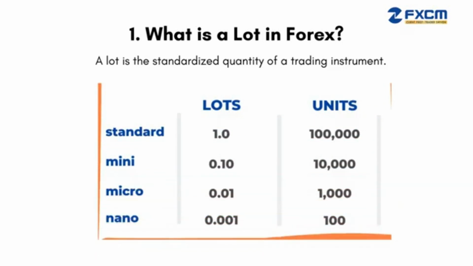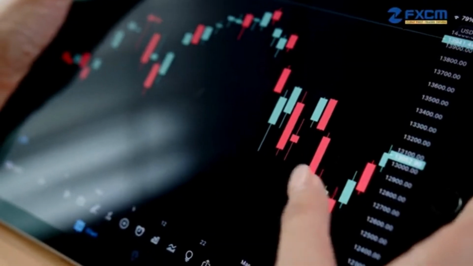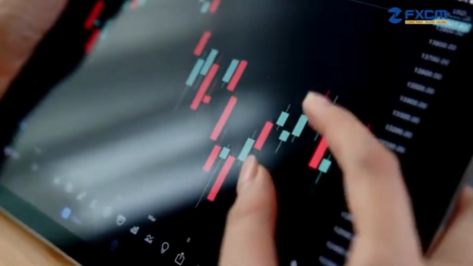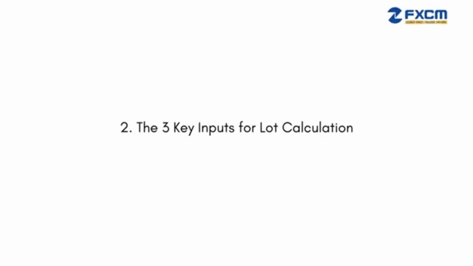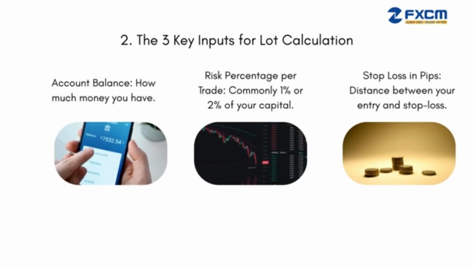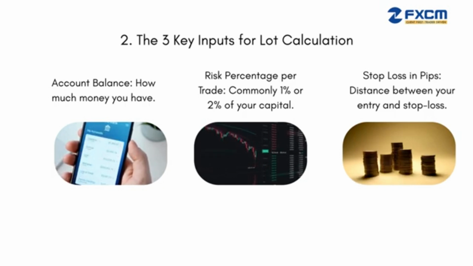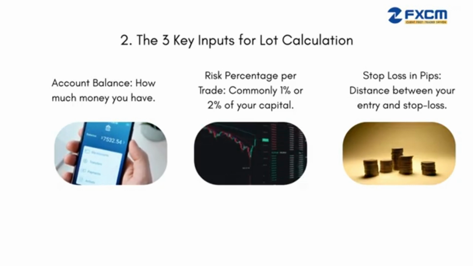Depending on your account size, strategy, and risk tolerance, choosing the correct lot size can mean the difference between consistent growth and unnecessary losses. The 3 key inputs for lot calculation. To calculate your lot size precisely, you need account balance, how much money you have, risk percentage per trade, commonly 1% or 2% of your capital, and stop loss in pips, the distance between your entry and stop loss.